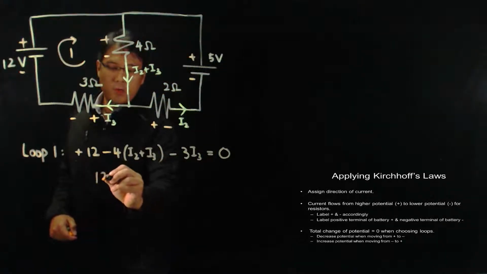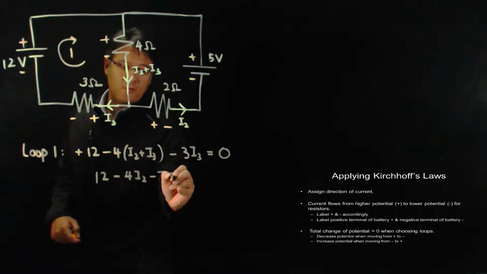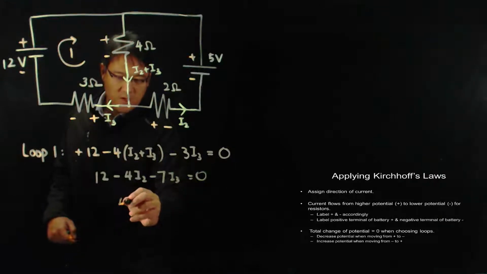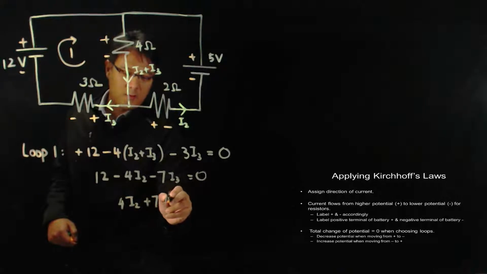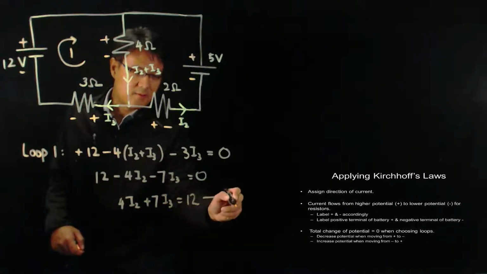Simplify: 12 minus 4I2 minus 7I3 equals 0. Rearrange: 4I2 plus 7I3 equals 12. This is our first equation.